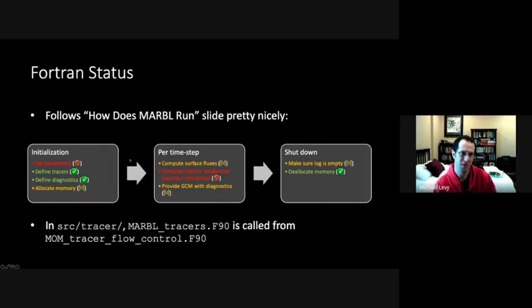There's some stuff done in initialization and some work to be done. I'm mostly focusing on the per time step work right now. And yeah, in the next slides, I'll go into a little bit more detail. And I think I mentioned this before, but in source tracers, we have MARBL tracers F90, a new module that I created, and we call it from the MOM tracer flow control, and that's kind of the hook between MOM and MARBL.